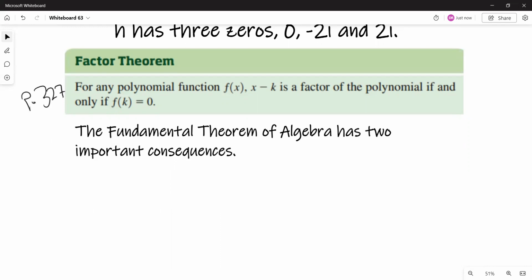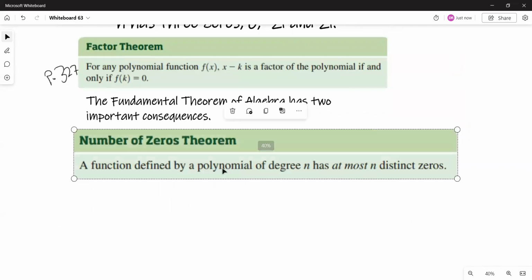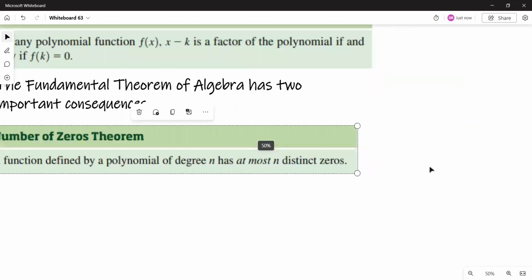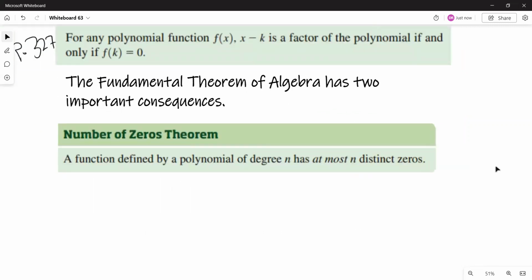So one consequence is the number of zeros. A polynomial function defined by a polynomial of degree n has at most n distinct zeros, at most. It may have less than that. It may have some repeated zeros or some zeros of multiplicity greater than 1. And the other consequence is the complex zeros. That complex zeros come in conjugate pairs.